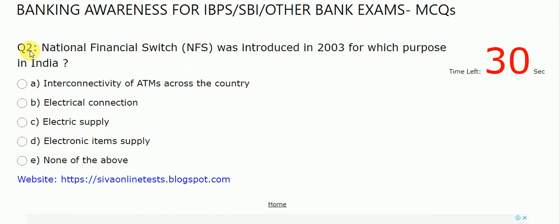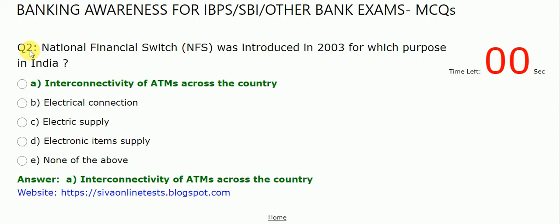Question 2. National Financial Switch, NFS, was introduced in 2003 for which purpose in India? Options. A. Interconnectivity of ATMs across the country. B. Electrical connection. C. Electric supply. D. Electronic items supply. E. None of the above. Answer. A. Interconnectivity of ATMs across the country.